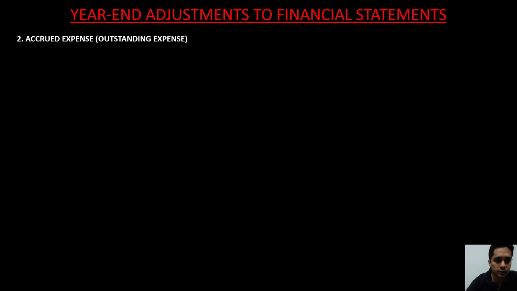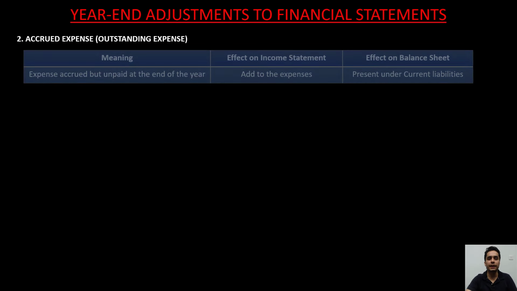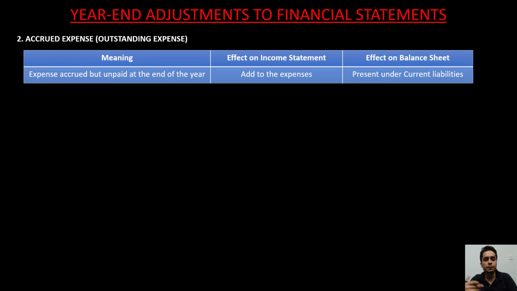Now, the next adjustment is on accrued expenses, also known as outstanding expenses. Understand the meaning of accrued expenses. Accrued expenses means expenses that were incurred. We were supposed to pay them before the year end, but we did not pay them. When preparing the financial statements, it came to our notice that this much expense was supposed to be paid, but is remaining unpaid in cash.